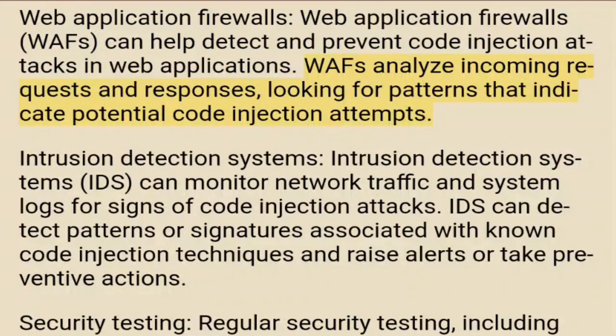Web application firewalls. Web application firewalls (WAFs) can help detect and prevent code injection attacks in web applications. WAFs analyze incoming requests and responses, looking for patterns that indicate potential code injection attempts. Intrusion detection systems. Intrusion detection systems (IDS) can monitor network traffic and system logs for signs of code injection attacks. IDS can detect patterns or signatures associated with known code injection techniques and raise alerts or take preventive actions.